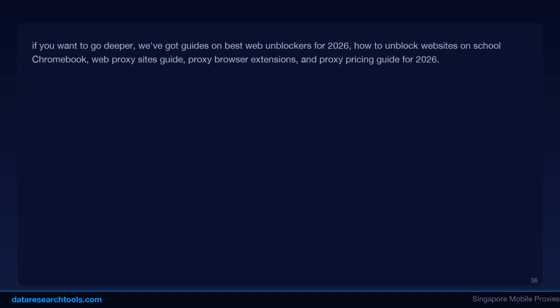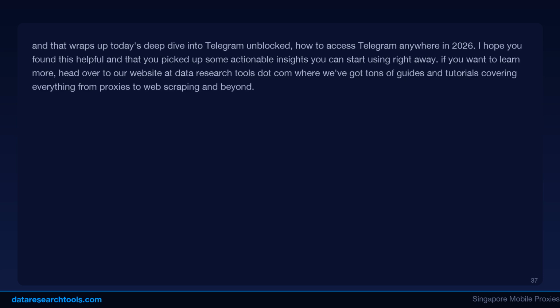Why does Telegram keep getting blocked? Telegram gets reblocked as network administrators update their filter list. If one method stops working, try a different approach. Residential proxies with rotating IPs are the most resilient against ongoing blocking.